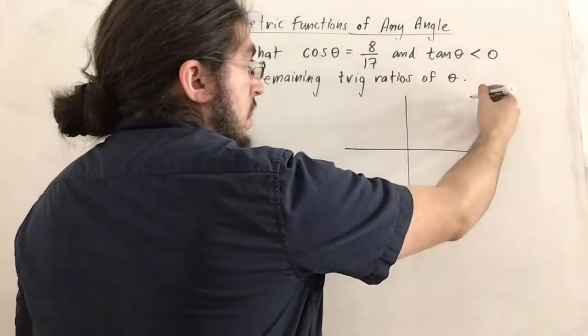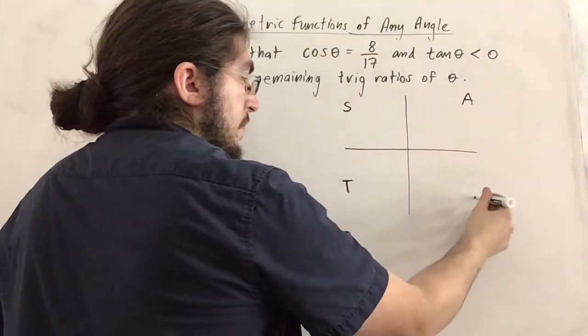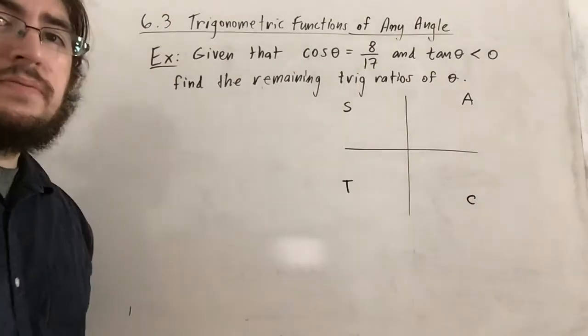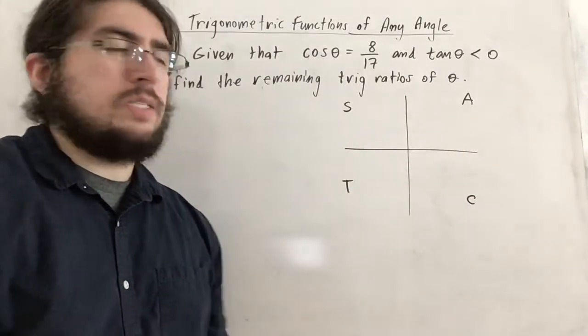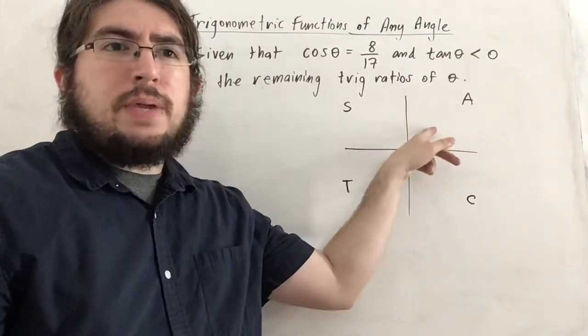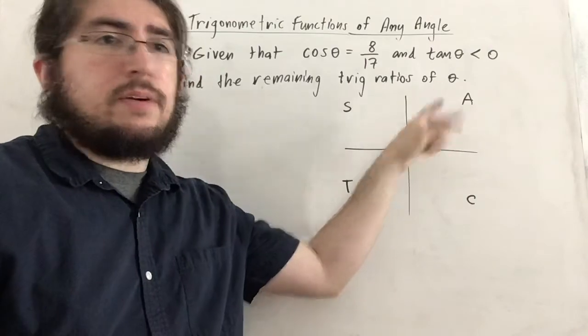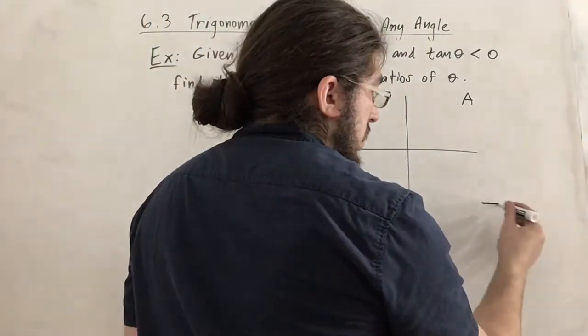As far as what quadrant we're in, remember the acronym All Students Take Calculus. We know that cosine is positive, so that means it's either in the first quadrant or in the fourth quadrant, because that's where cosine is positive only. But since tangent is less than 0, it can't be here because tangent is positive here, because all of them are positive here. So that means it has to be in the fourth quadrant.